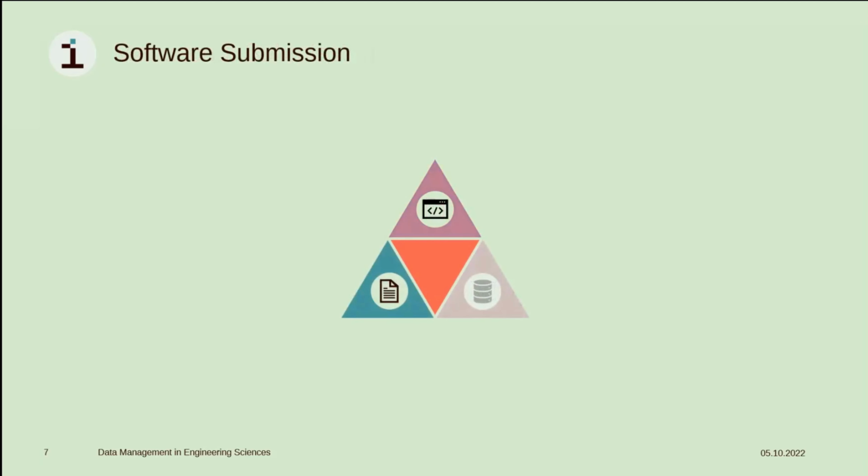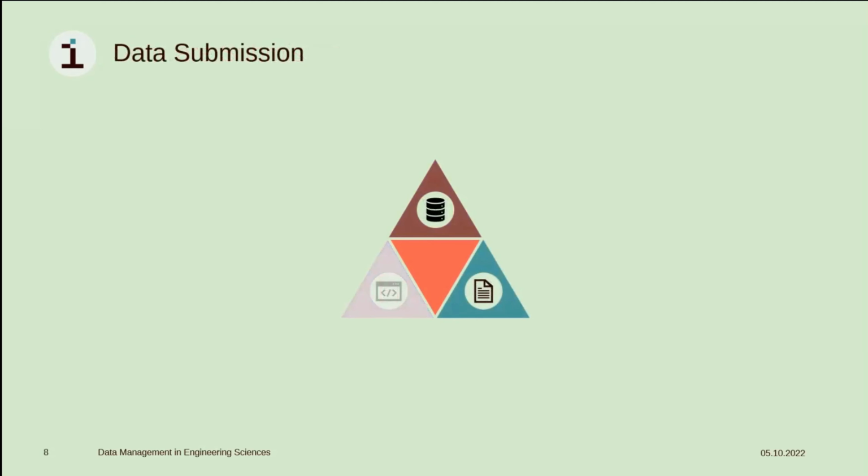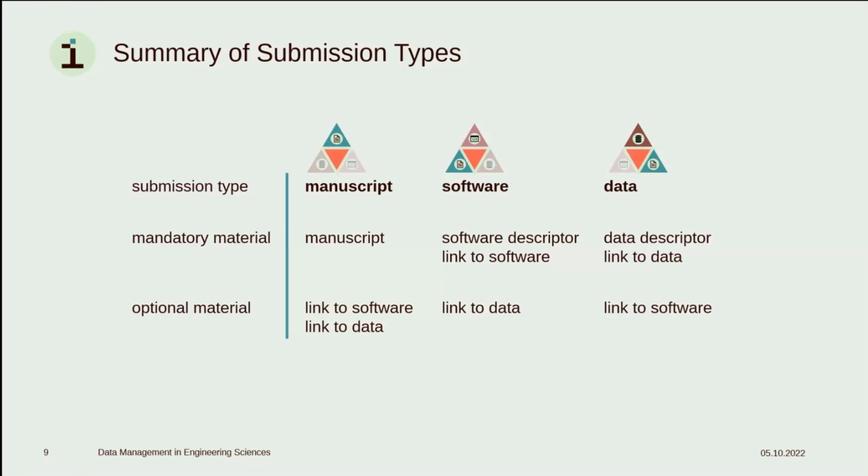Then the software submission, in this case, the software repository is the main submission, but to be able to process it in the journal, we need a software descriptor, so a text document that is submitted to ing.grid and linked with the software, and the data set as optional material. And correspondingly with the data submission, the data set in a repository is the main submission, and the data descriptor is submitted to ing.grid with a related software package linked optionally. So as a summary, we have the three submission types, with mandatory material for each and optional material that may also be submitted.